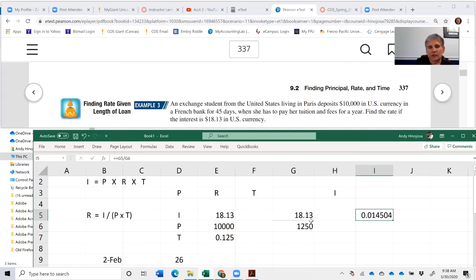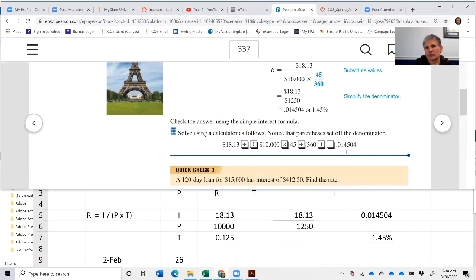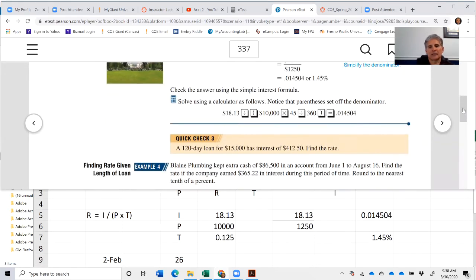So the answer to the question, what is the R? It's 0.014504. We could really conclude that this is 1.45%. They didn't go so far. They just left it at 0.014504. Take a look at the next problem.